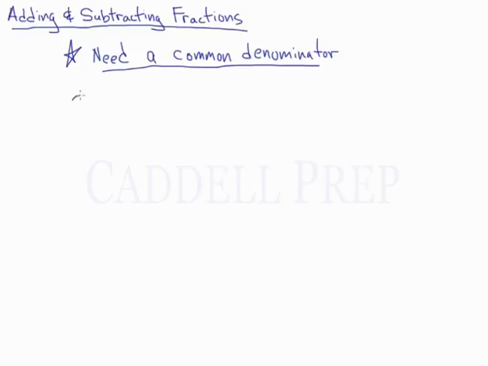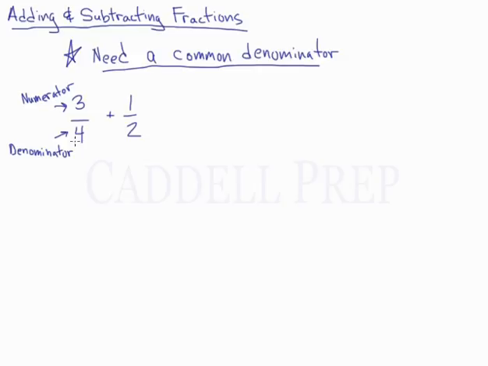So if we look at an example, 3/4 plus 1/2. Okay, this top number in the fraction is the numerator. The bottom number in the fraction is the denominator. When we look at these two fractions, 3/4 and 1/2, see that they don't have the same denominator. So we have to manipulate these fractions.